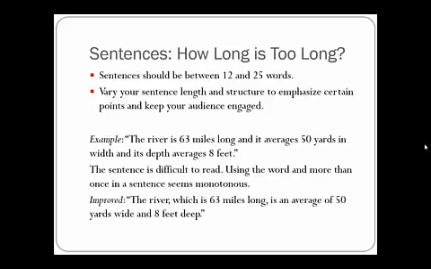Look at these 2 sentences, for example. The first one: the river is 63 miles long and it averages 50 yards in width and its depth averages 8 feet. The first one is monotonous. No matter what your sentence length turns out to be, avoid using the word and more than once per sentence. Now let's look at the second one. The river, which is 63 miles long, is an average of 50 yards wide and 8 feet deep. It is much easier to read and follow than the first one.